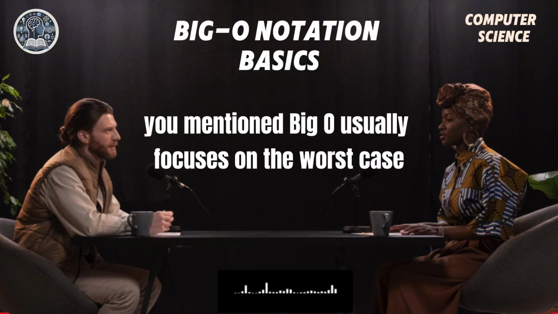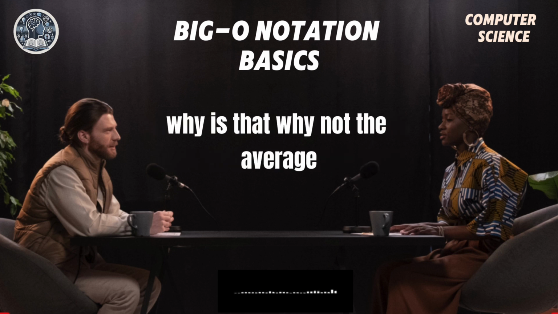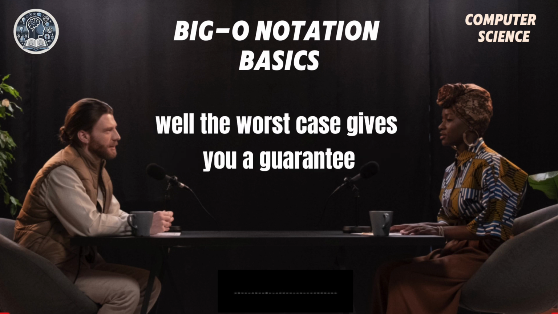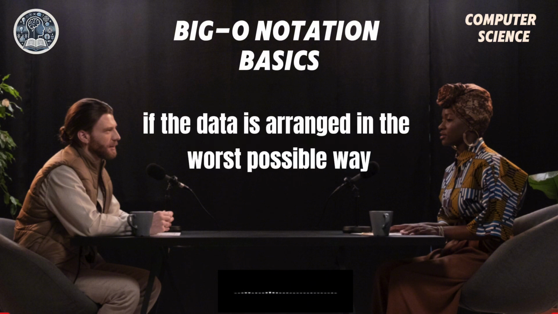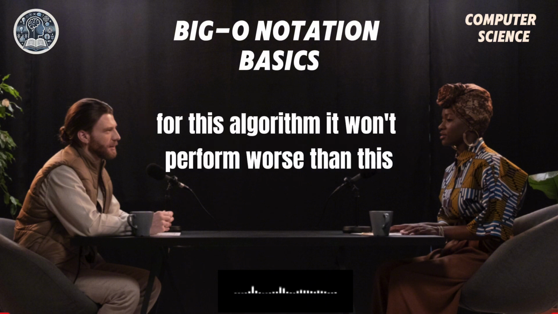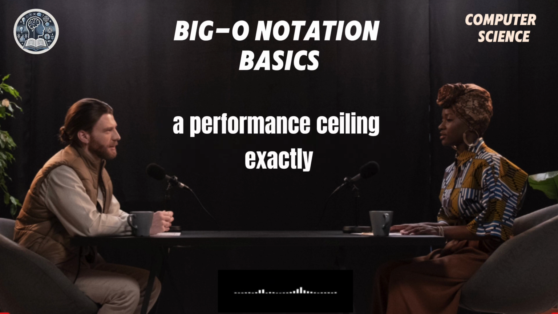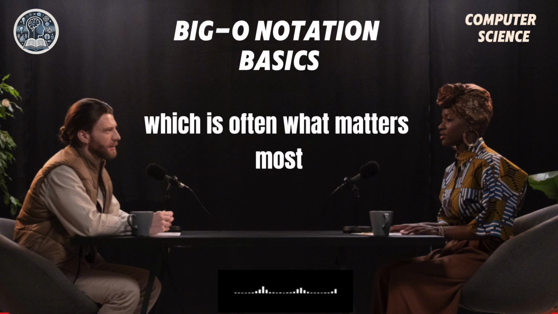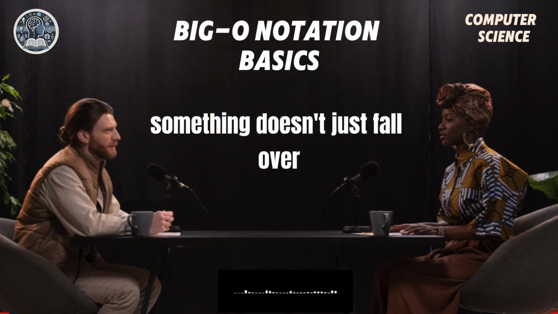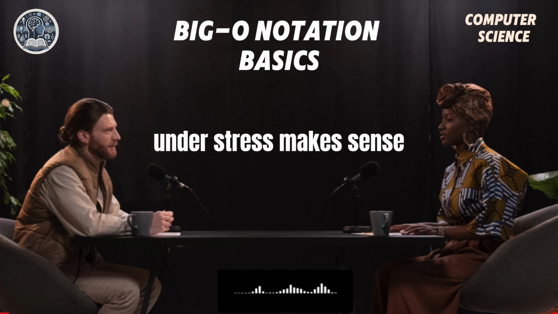Now, you mentioned Big O usually focuses on the worst case. Why is that? Why not the average? Well, the worst case gives you a guarantee. It's like saying, look, even if everything goes wrong, if the data is arranged in the worst possible way for this algorithm, it won't perform worse than this. It's about reliability, a performance ceiling. Exactly. It provides an upper bound, which is often what matters most when you need to ensure something doesn't just fall over under stress. Makes sense.